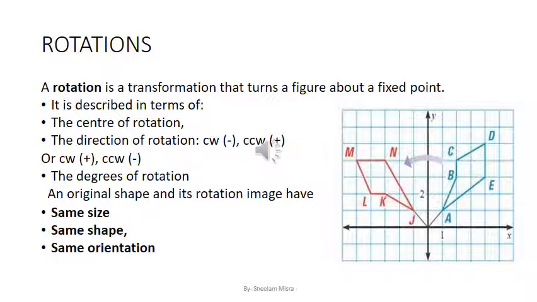Now we will discuss rotation. A rotation is a transformation that turns a figure about a fixed point. It describes the center of rotation, direction of rotation, and degree of rotation. The original shape and its rotation have the same shape, size and orientation. Direction of rotation depends upon how you take it, clockwise or anti-clockwise. If you take clockwise, it will be a negative sign, or if you take anti-clockwise, it will be a positive sign, or vice versa.